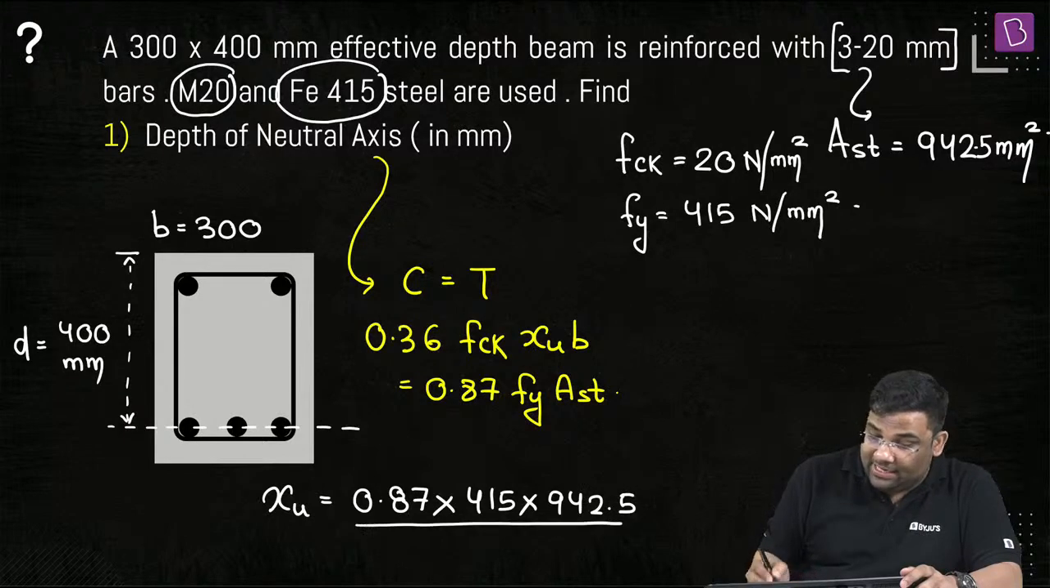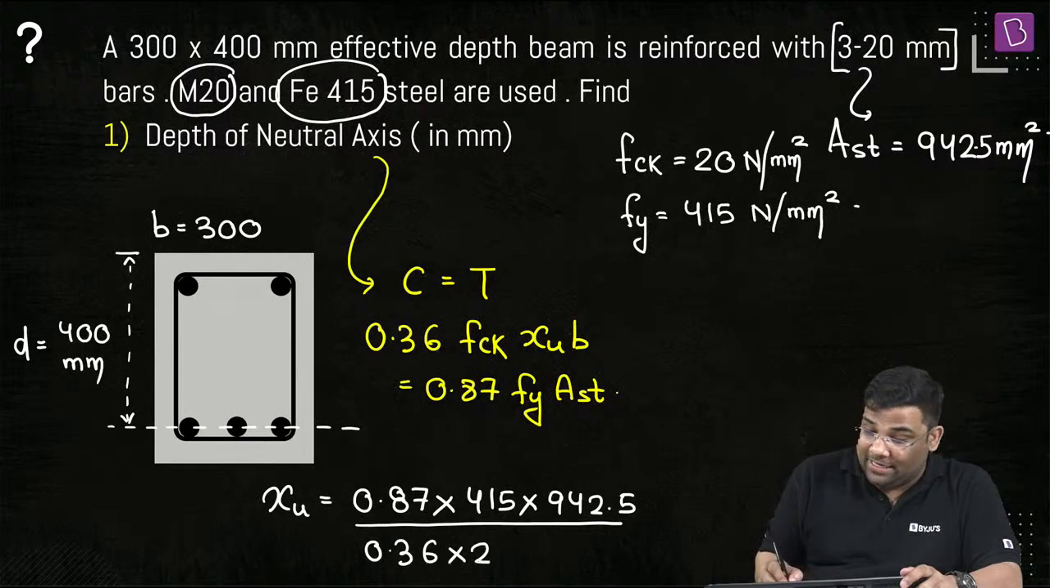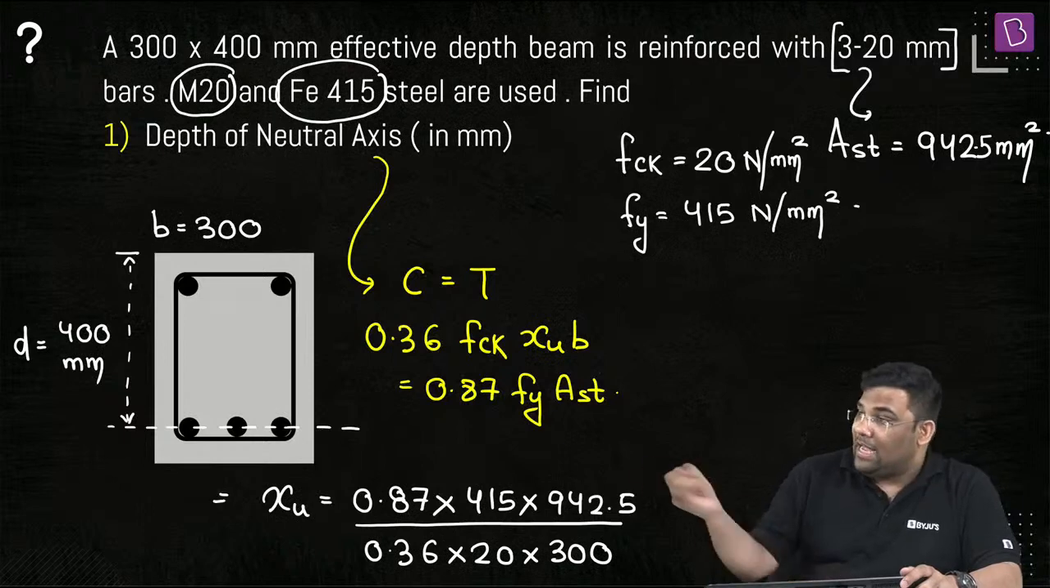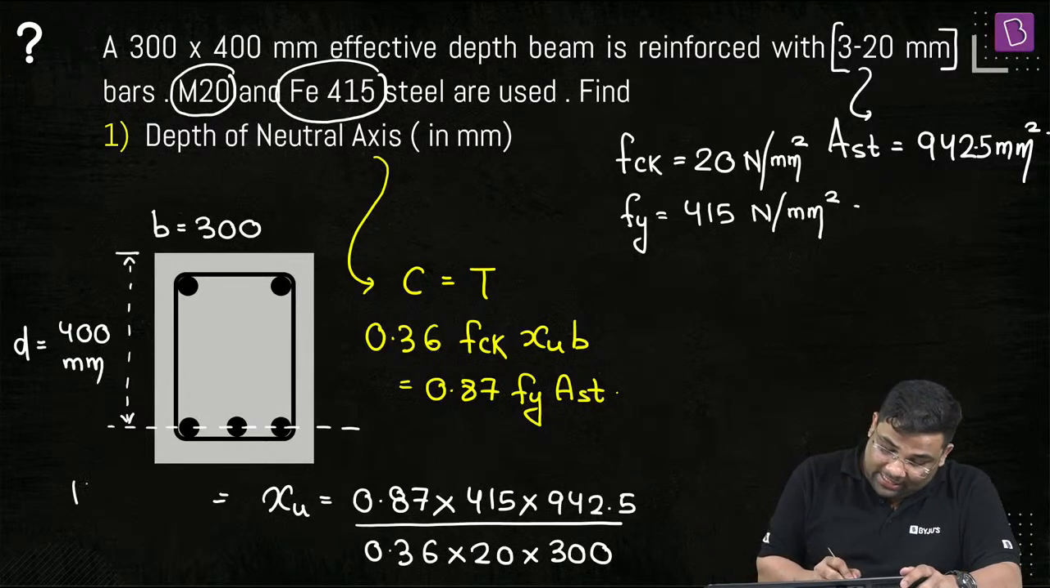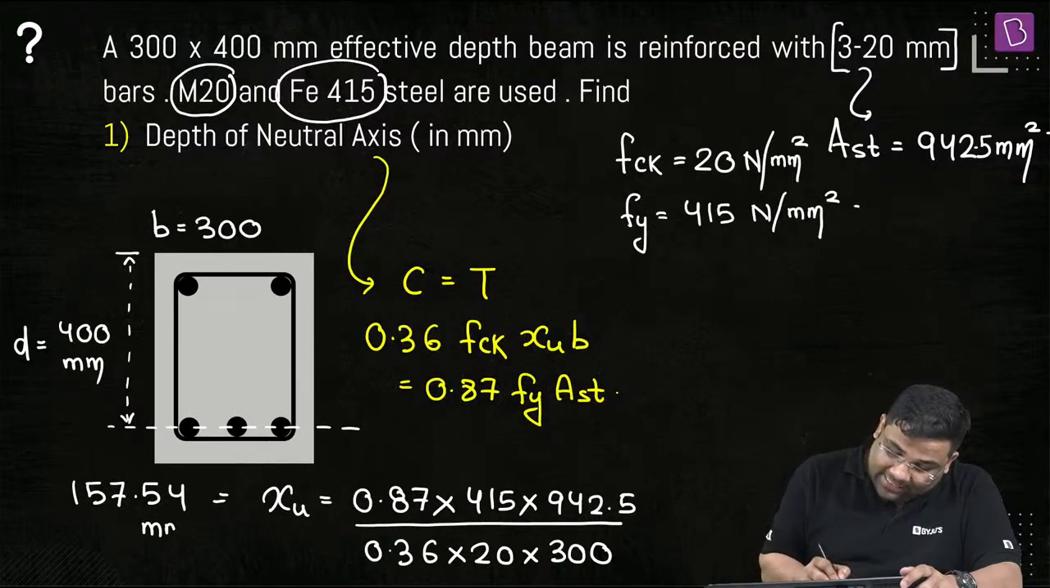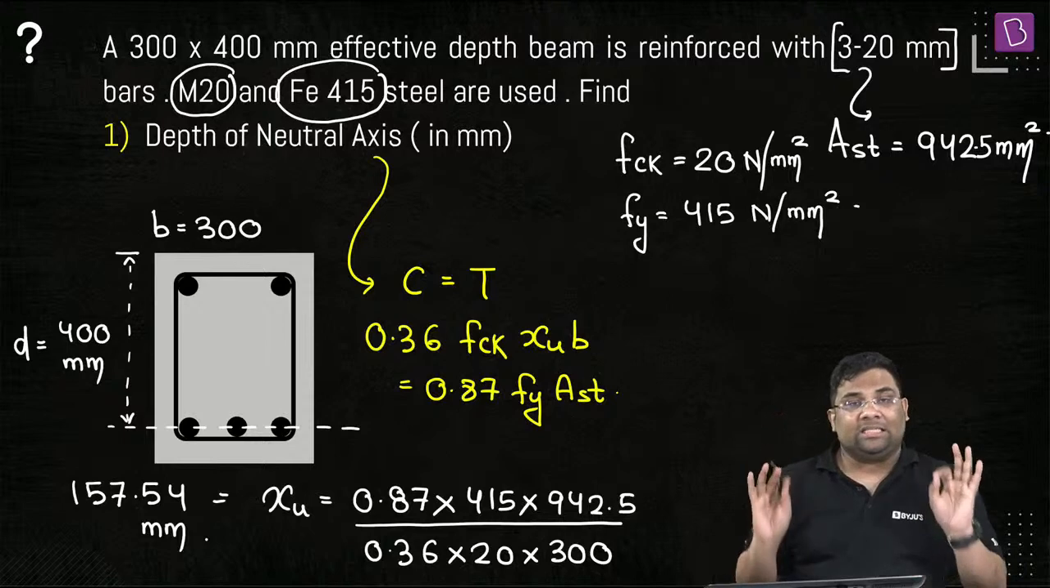and then divide by 0.36 into fck, which is 20, and b, which is 300. So if you solve this, you will get how much? It is 157.5. The first type of question they can ask in the GATE examination is simply this much only.